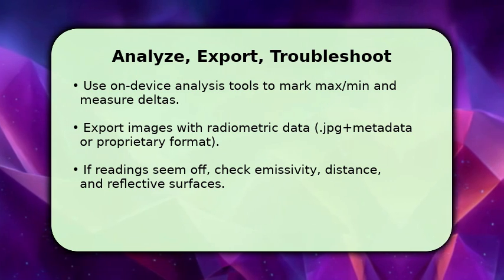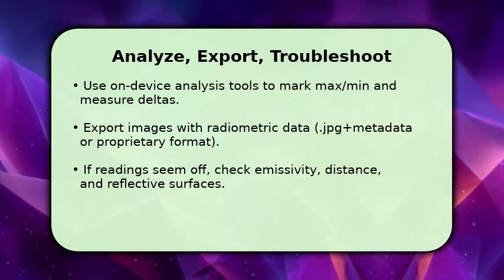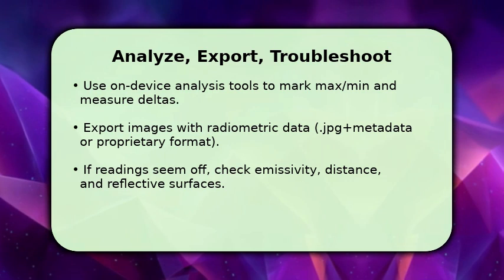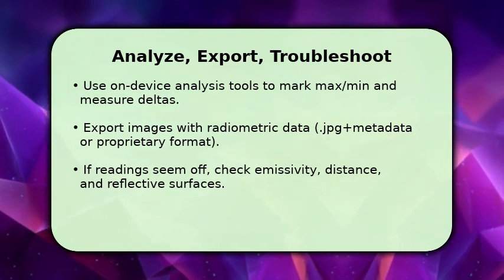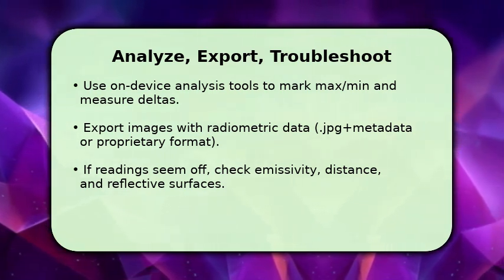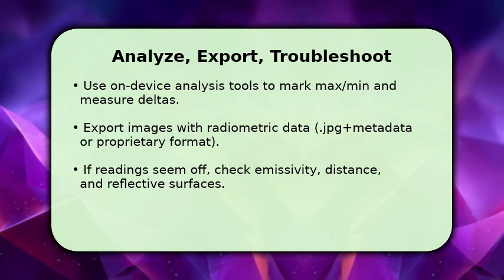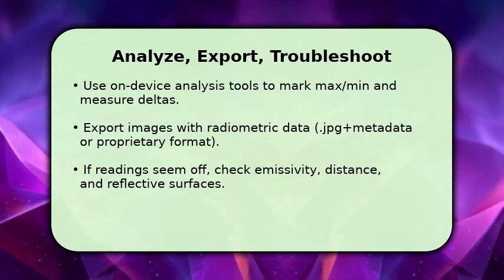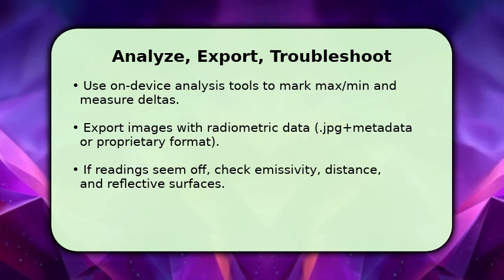If results look inconsistent, troubleshoot by verifying emissivity settings, confirming distance and spot size, and minimizing reflective surfaces or direct sunlight. If needed, repeat a NUC and remeasure. That single troubleshooting step often resolves most anomalies.